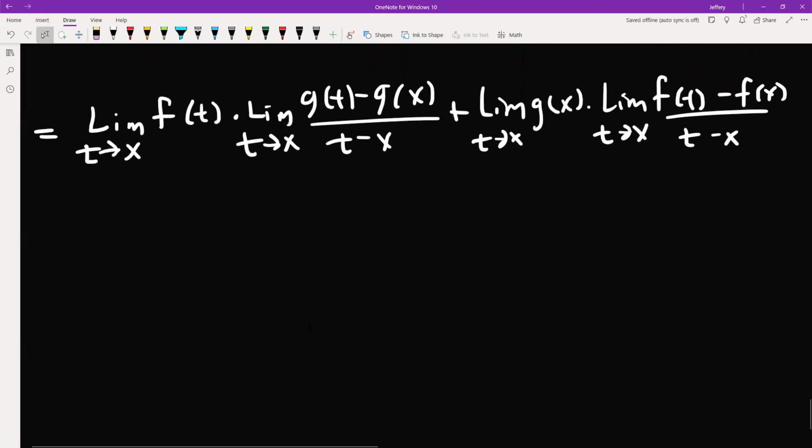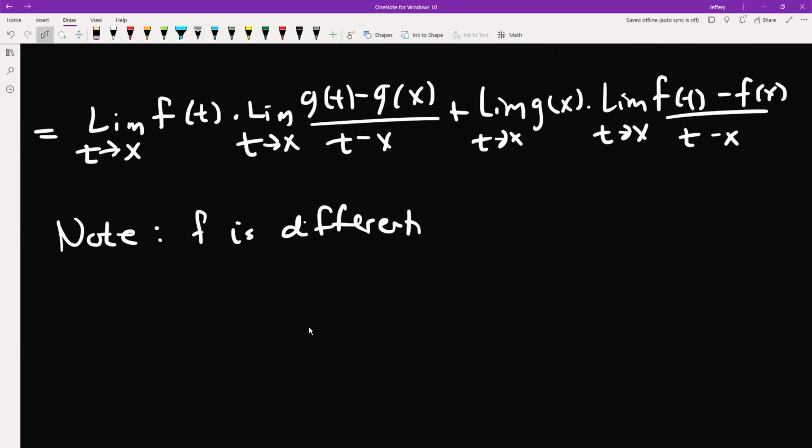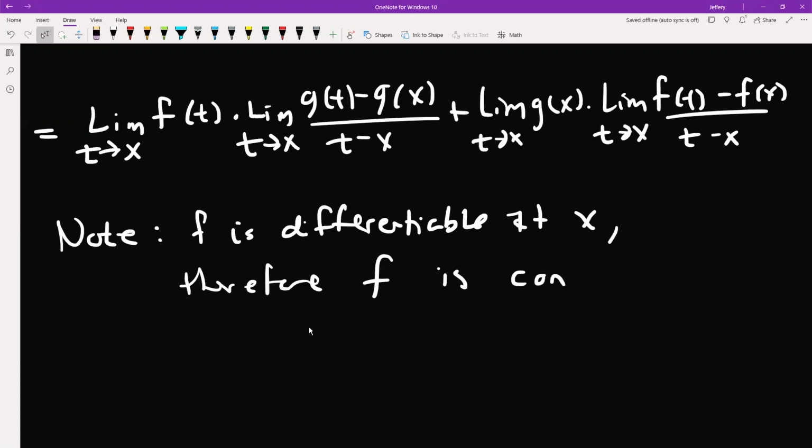Now, let's go back and make a little note. We said that f was differentiable. We said both f and g were, but actually I'm only worried about f. So f is differentiable at x, right? So what did we just say earlier? Well, that means that, therefore, f is also continuous at x.